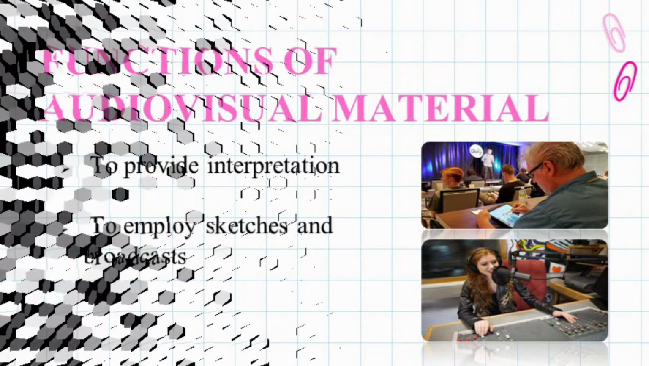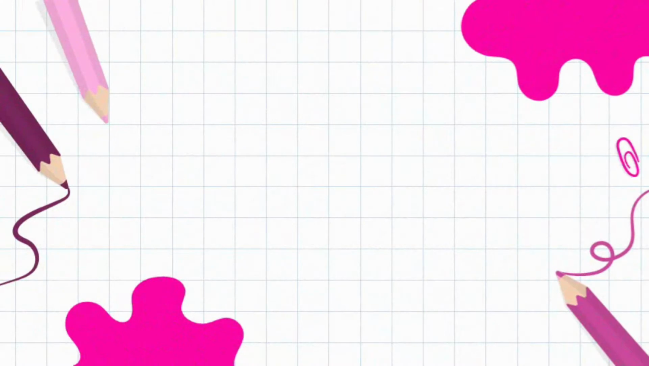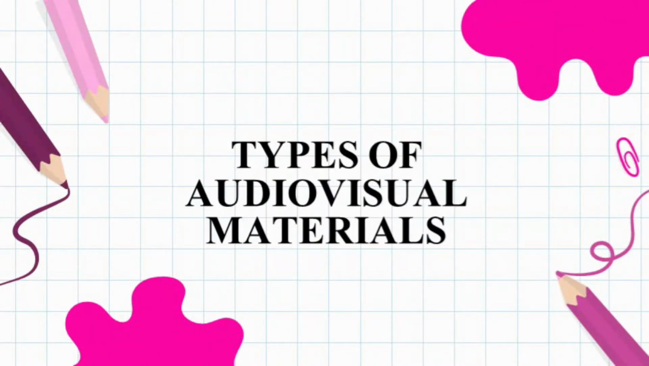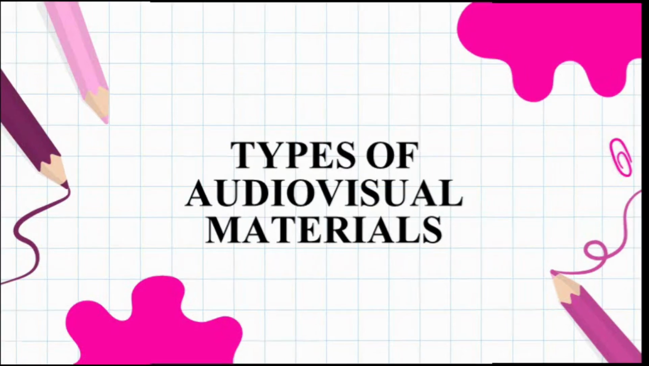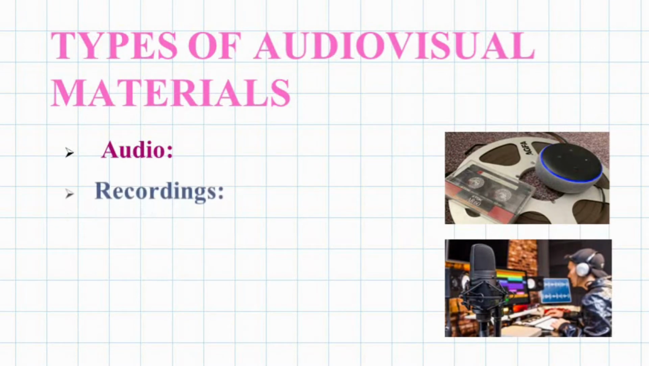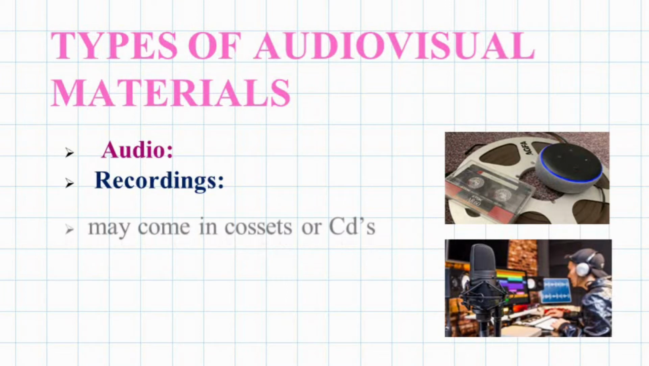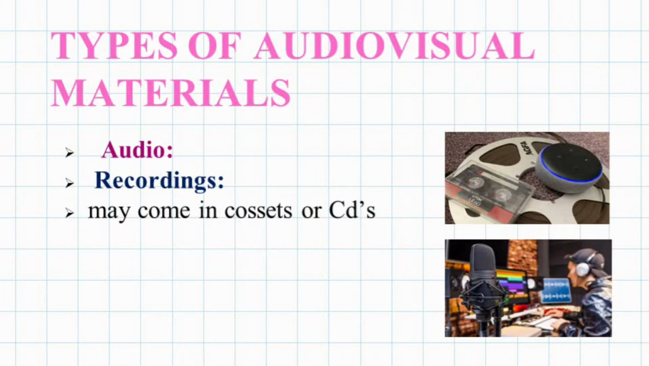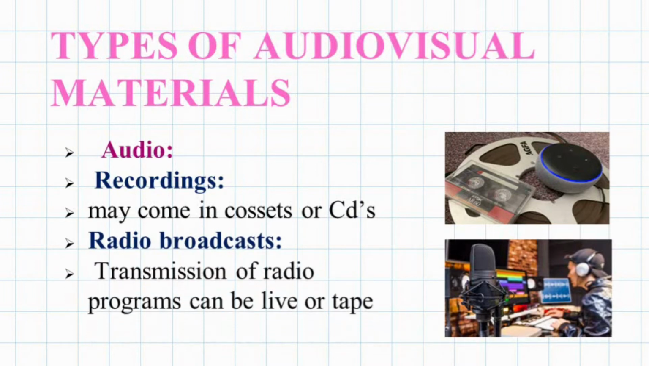Let's move on to the types of audiovisual materials. We have audio. Audio can be in the form of recordings. Recordings may come in cassettes or CDs. Radio broadcast. Transmission of radio programs can be live or taped. For example, the AM and FM stations like MOR and DXIL Wild FM.